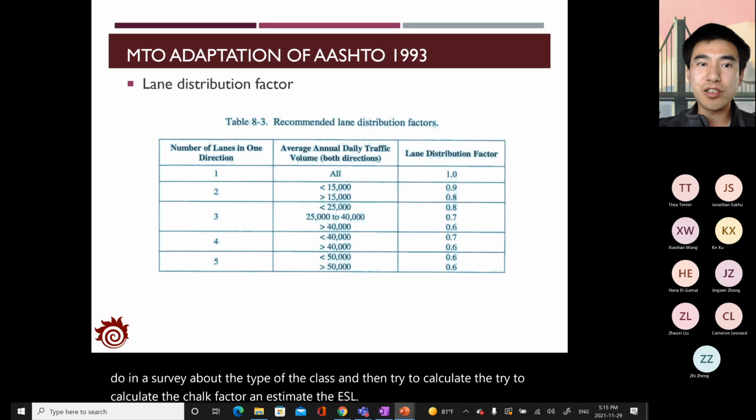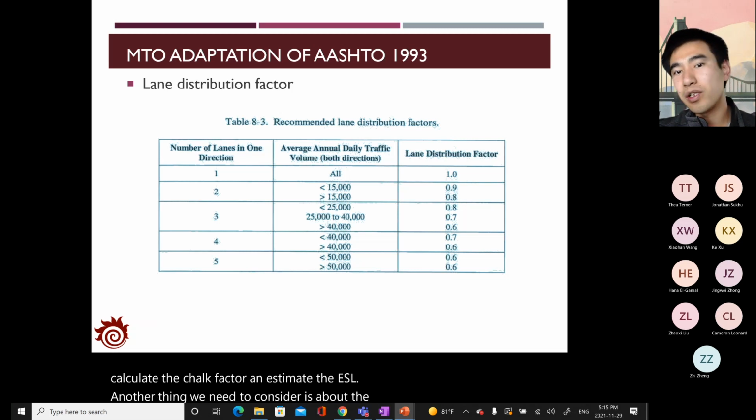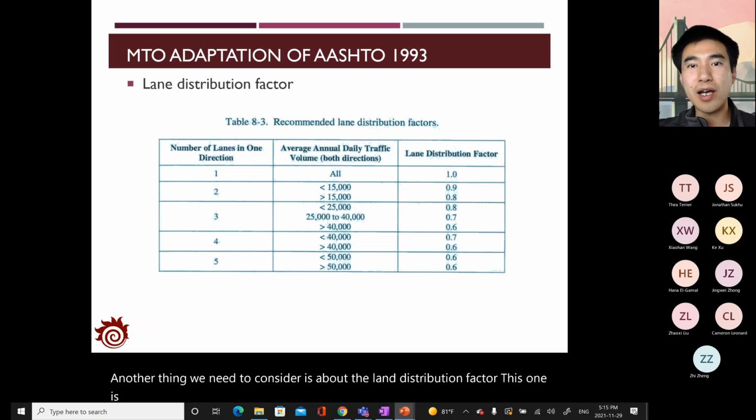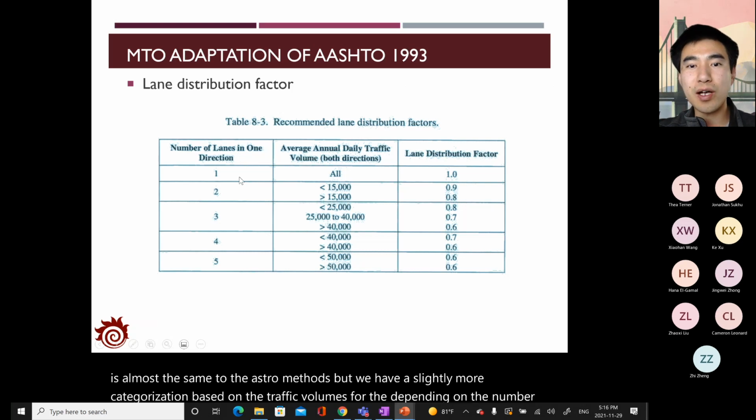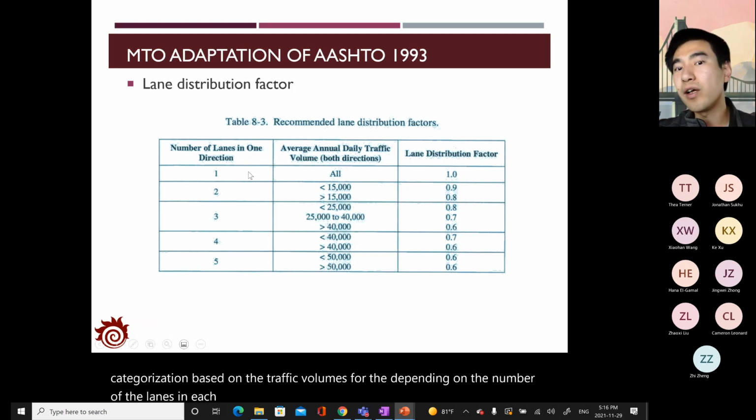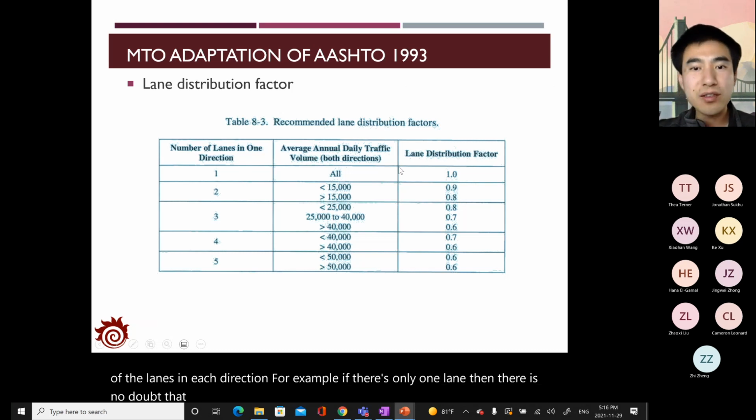Another thing we need to consider is the lane distribution factor. This one is almost the same as the AASHTO method, but we have a slightly more detailed categorization based on the traffic volumes, depending on the number of lanes in each direction. For example, if there's only one lane, then there's no doubt the lane distribution factor is 100%.